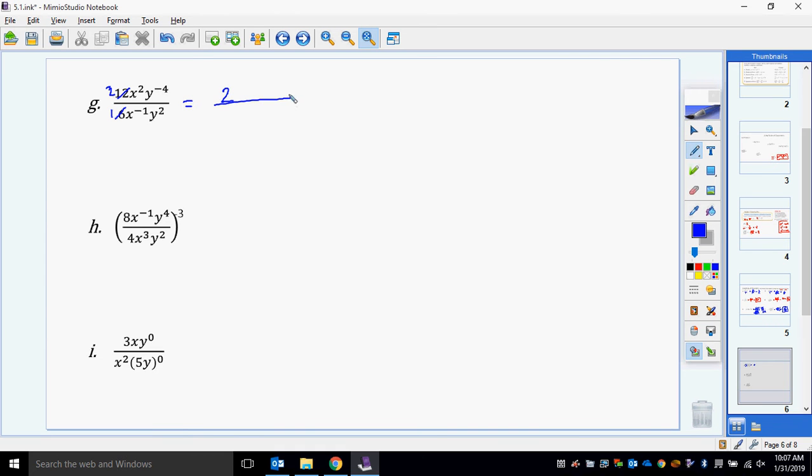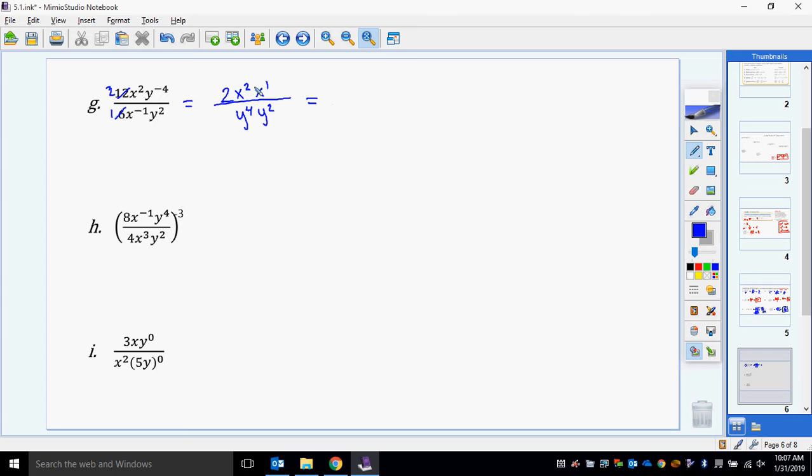So I have a 2 in the top, a 1 in the bottom. I'm not going to write my 1. X squared can stay because he's positive, but y to the negative 4 can drop to the bottom and turn positive. X to the negative 1, I don't want negative, so I'm going to bring him to the top and turn him positive. And y squared can stay down there because he's positive.